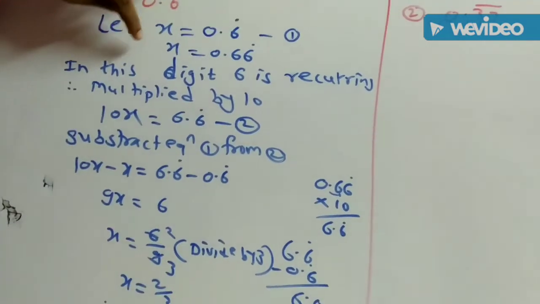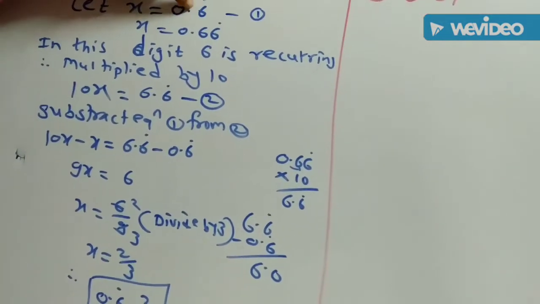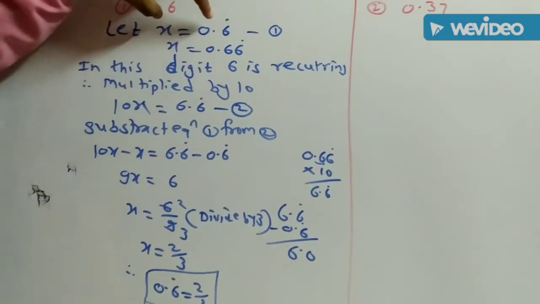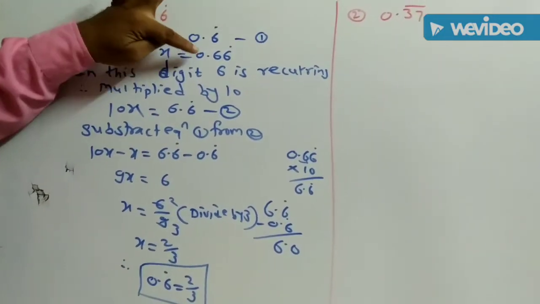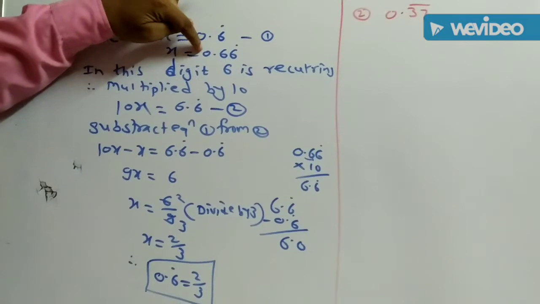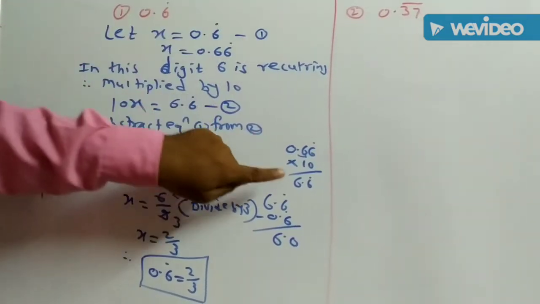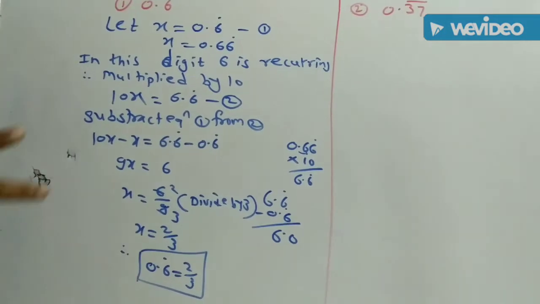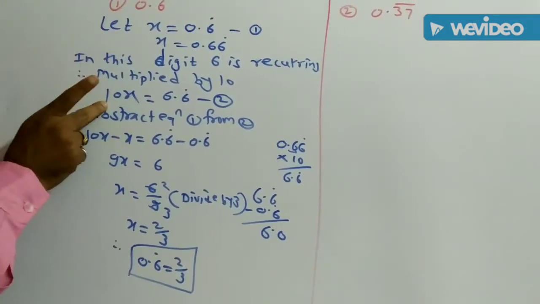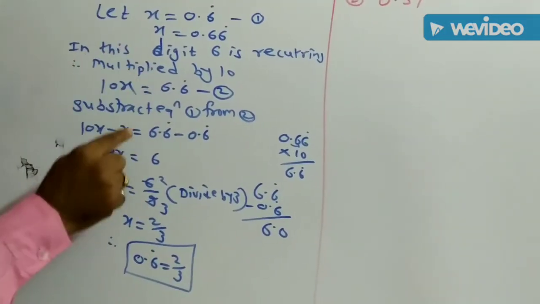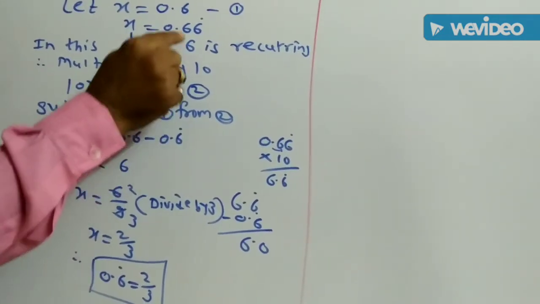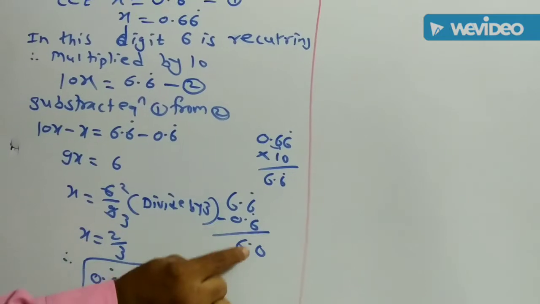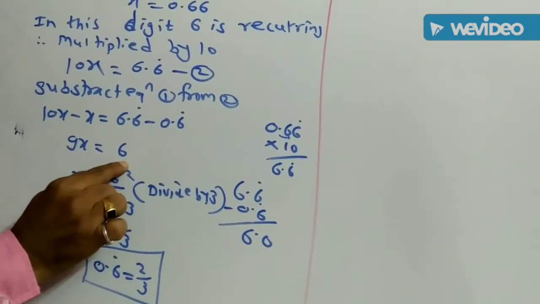Now in this, one digit only is recurring, that is 6 is recurring, therefore multiply both sides by 10. 10x is equal to 0.66 dot, and multiplied by 10, we get 6.6 dot, equation 2. Now subtract equation 1 from 2, and therefore 10x minus x is equal to 6.6 dot minus 0.6 dot. 6.6 dot minus 0.6 dot, that is 6.0, that means 6.